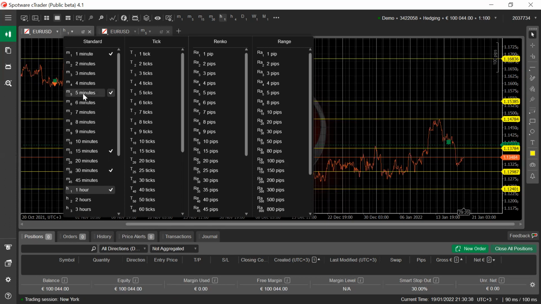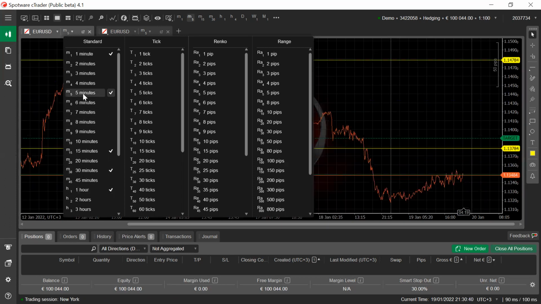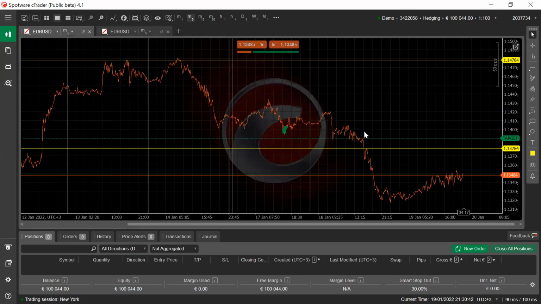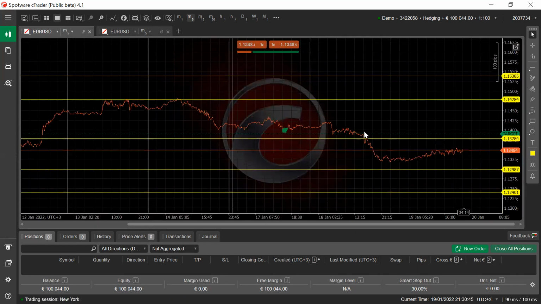Or even 5 minutes. So when I'm in 5 minutes, look at what has happened. That is 1 hour. So the bigger the time frame, the more significant is the line. The bigger the time frame, the more significant is the line.